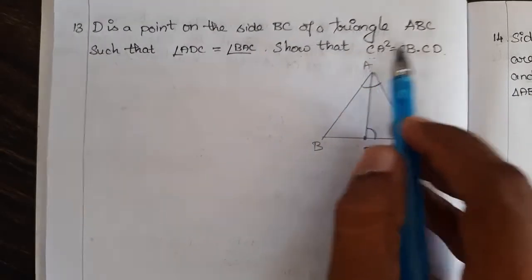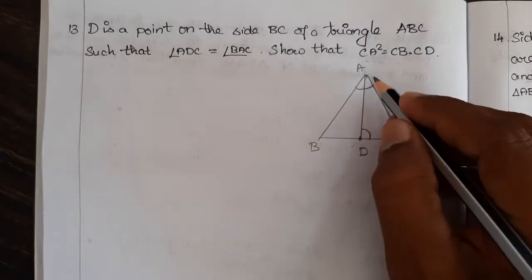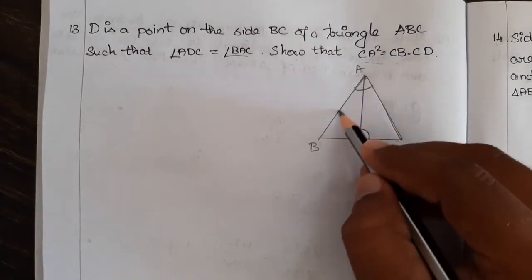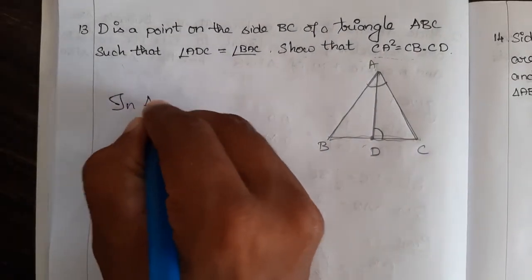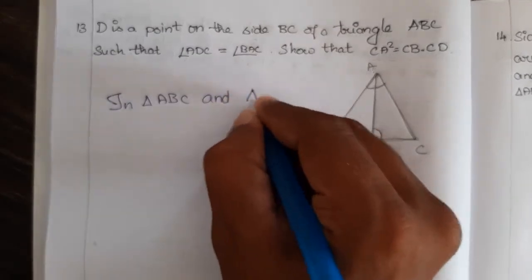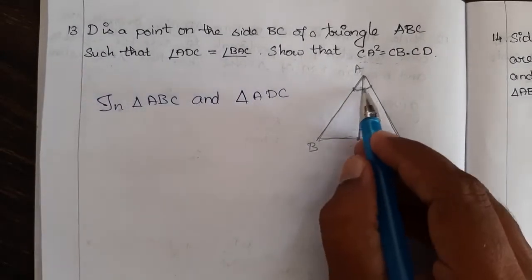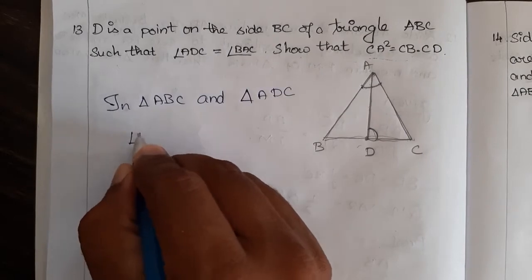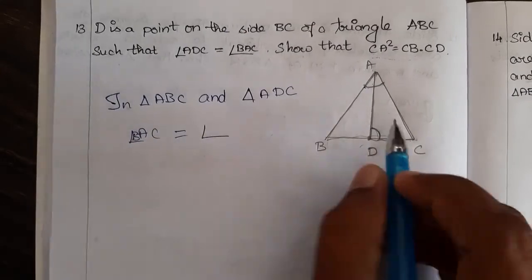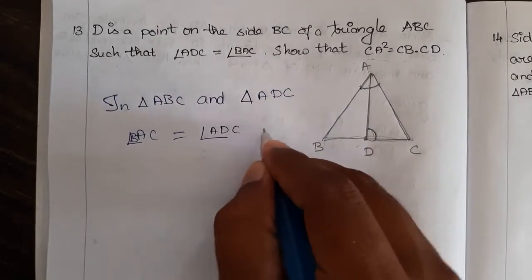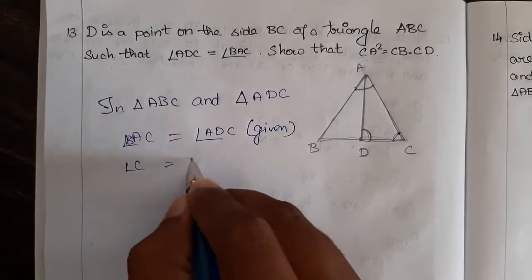So you can see that CA square means 2 CA's are there. So you have to choose the triangles which contain the side CA. One is the big triangle ABC and another is the small triangle ADC, right? So in triangle ABC and the other small triangle ADC, the first thing is given: this angle and this angle are equal. This angle belongs to the big triangle and this angle belongs to the small triangle. So angle BAC is equal to angle ADC, which is given. And next we can see this angle C is common, right?